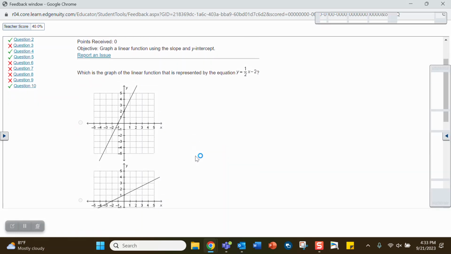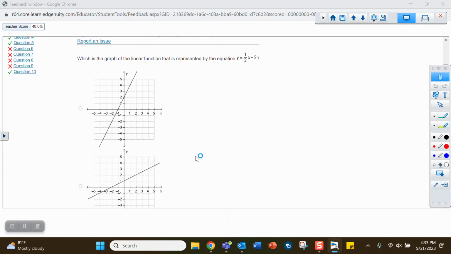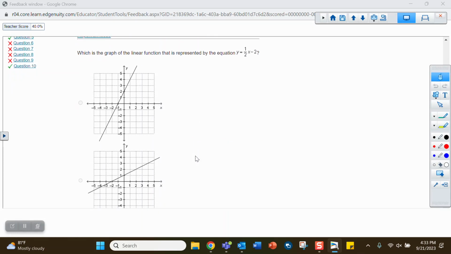So question 1 says, which is the graph of the linear function that's represented by the equation y equals 1/2 x minus 2? So remember, this is slope-intercept form, y equals mx plus b. So that means that the slope is 1/2. So we're looking for a positive 1/2 slope, and the y-intercept is -2. That means it's going to cross the y-axis at -2.